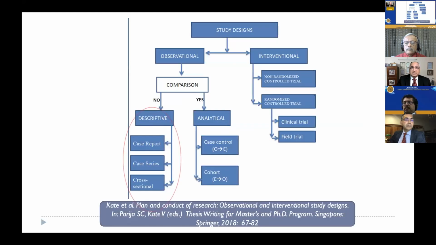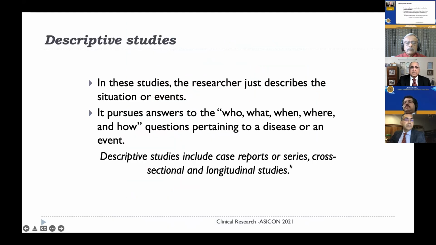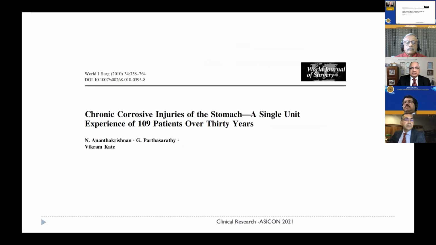So what are observational studies? Observational studies are broadly divided into descriptive and analytical. Whenever you don't have a comparative group, we call it descriptive, especially case report, case series, and cross-sectional. Whenever it's analytical, we have case control and cohort studies. So this is what a descriptive study means, and what it answers. This example will give you an idea.